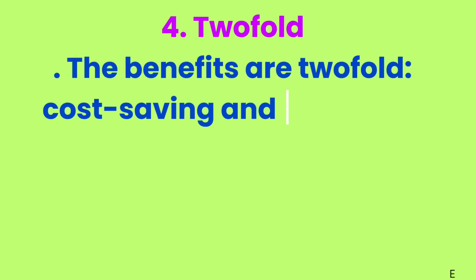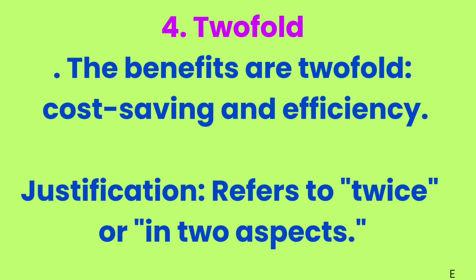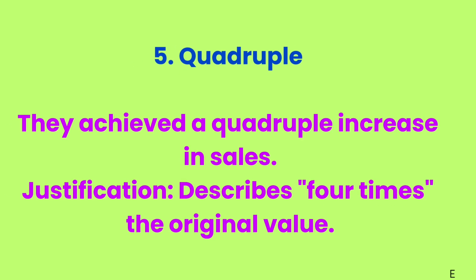4. Twofold. The benefits are twofold, cost saving and efficiency. Justification: refers to twice or in 2 aspects. 5. Quadruple. They achieved a quadruple increase in sales. Justification: describes 4 times the original value.